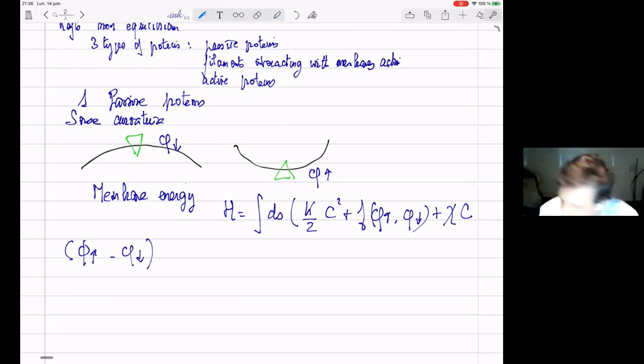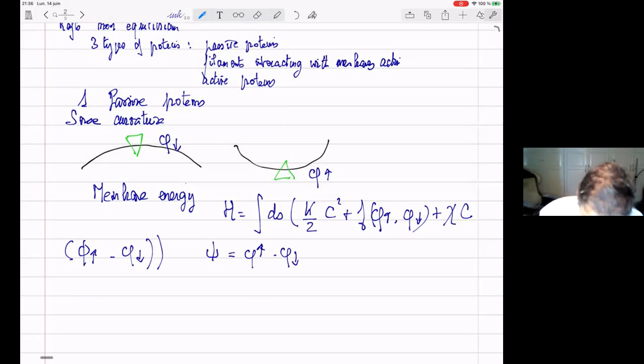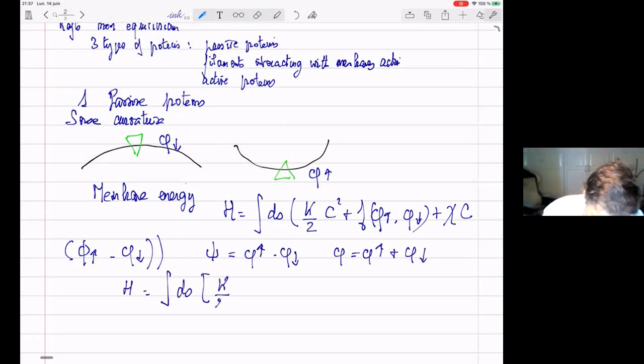This term respects the symmetry. If I change C in minus C, I replace phi up minus phi down. And that's my only criterion to choose it. Now I will change variable. I will call psi phi up minus phi down, and phi the total concentration. I can rewrite this Hamiltonian. It's sum ds k over 2 c squared plus f, which will be a function of phi and psi, plus chi times psi.